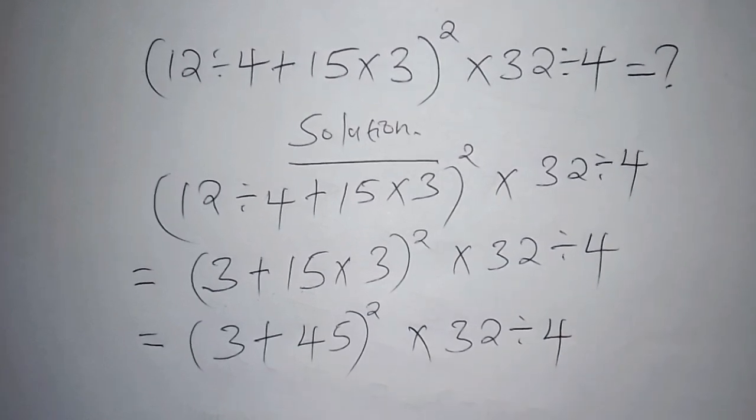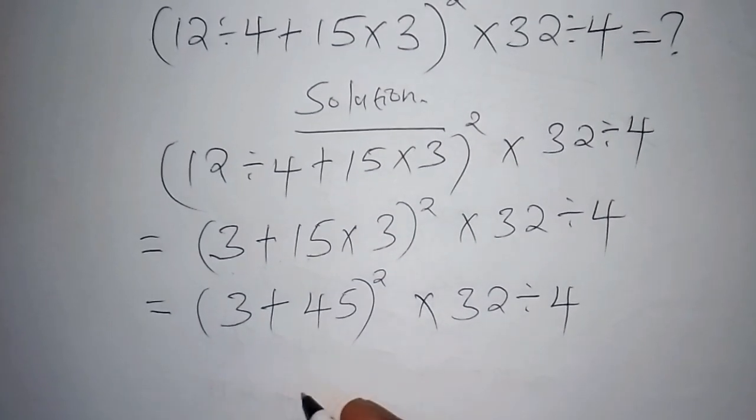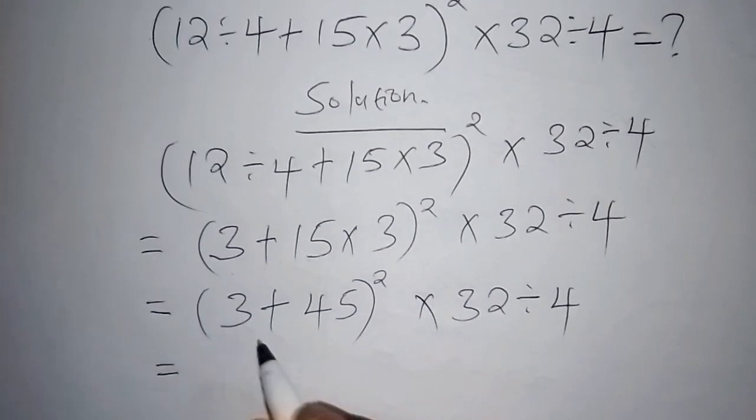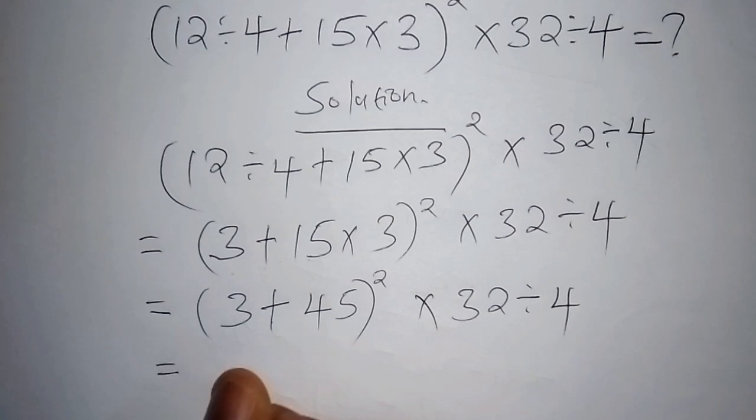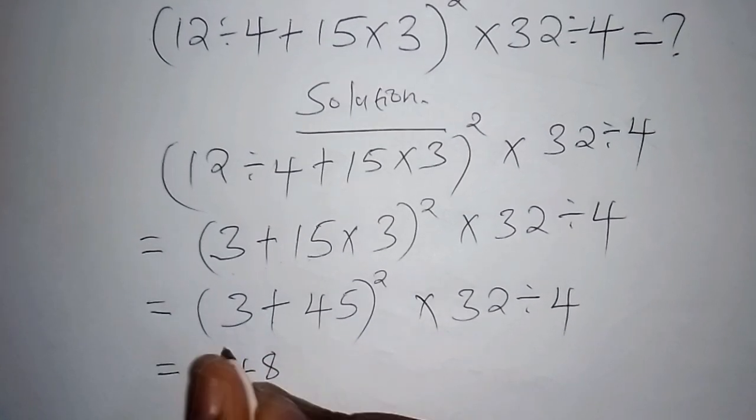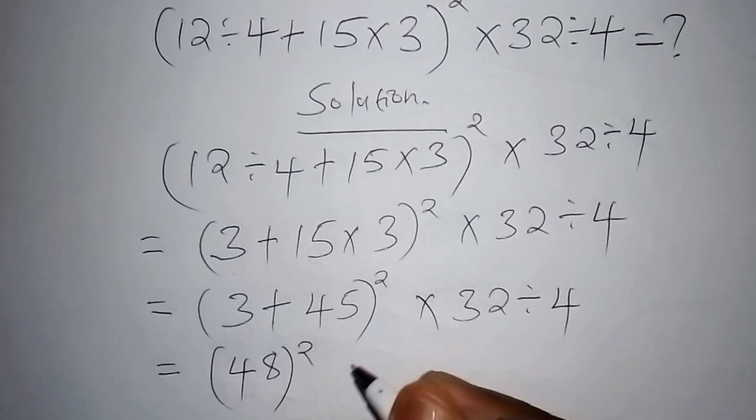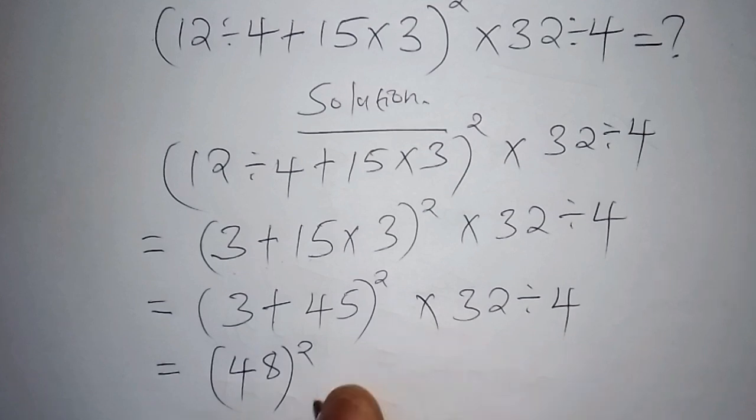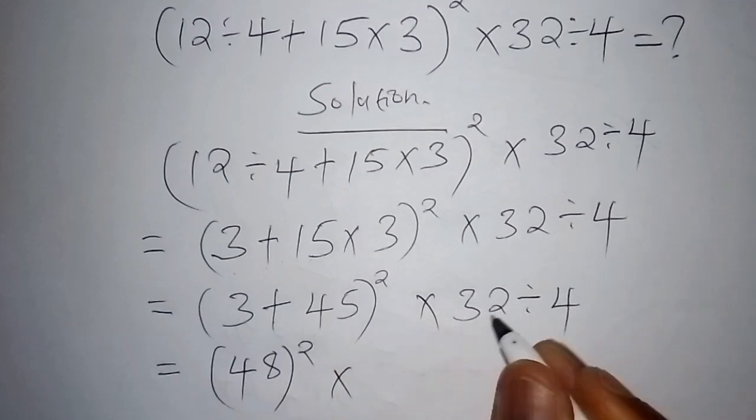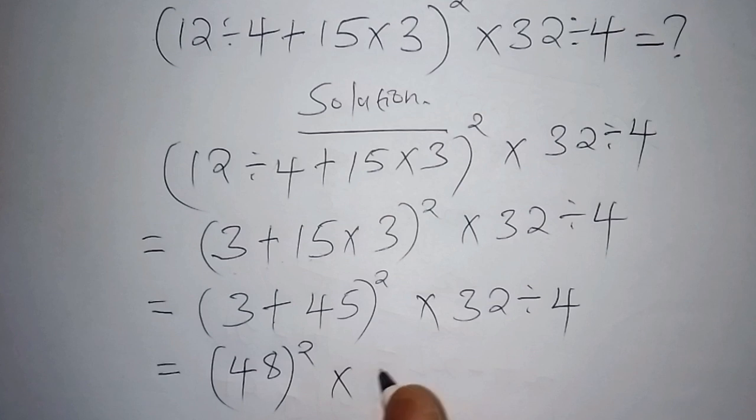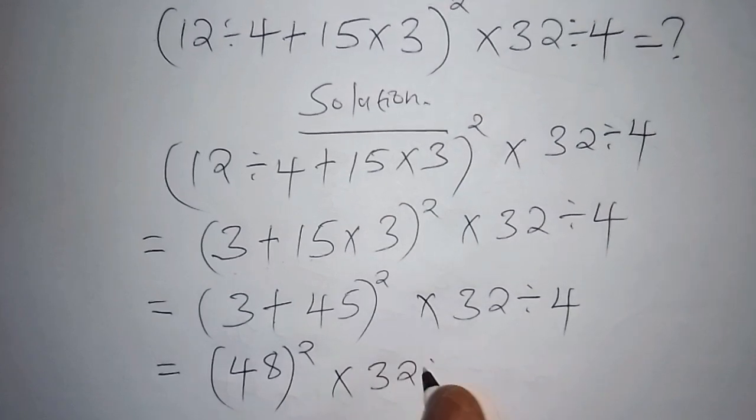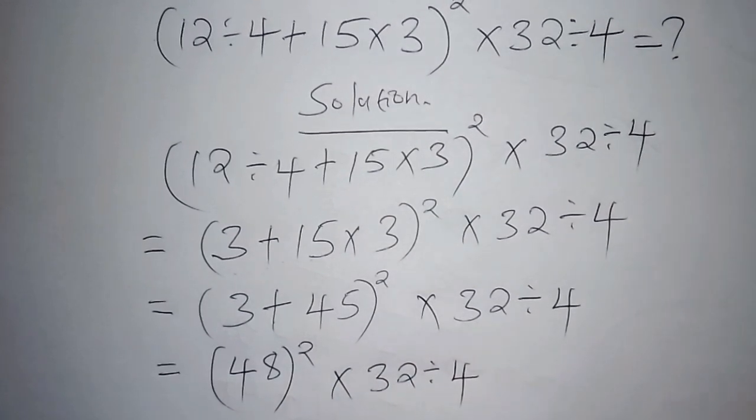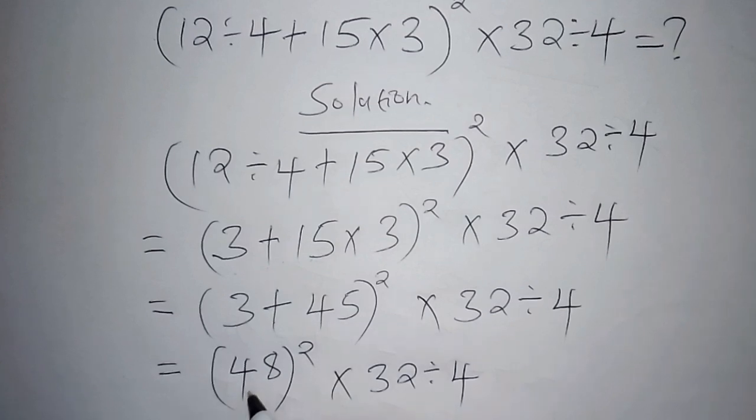So let's proceed to the next. We're still on the bracket. The next one we are going to say 3 plus 45, and now we shall get 48. Then we shall have 48 squared. From there, still the sign for multiplication, we shall have 32 divided by 4. So now we are on the 48 squared, then multiply by 32 divided by 4.